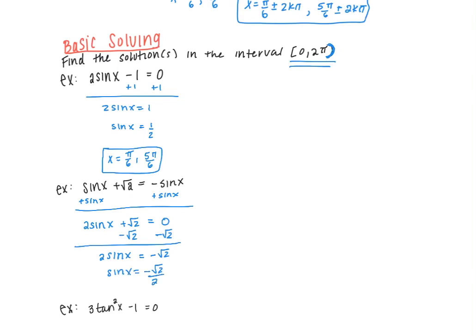So now I'm looking for all the radian values on the unit circle where the y coordinate is negative root 2 over 2. And knowing the unit circle very well is going to help you in this section. Root 2 over 2, that's all the pi over 4s on the unit circle, and it's negative root 2 over 2, so that's going to be down there in quadrants 3 and 4. So that means x equals 5 pi over 4 and 7 pi over 4.